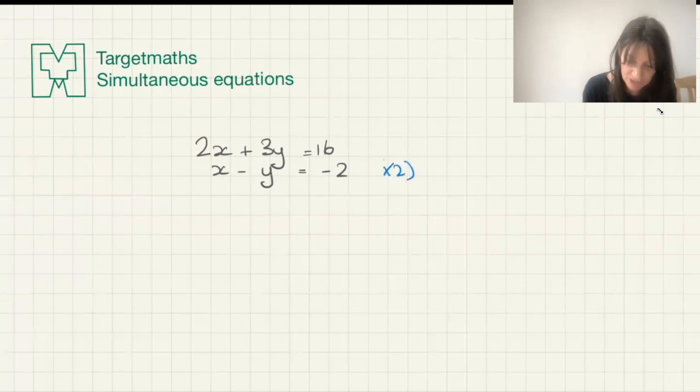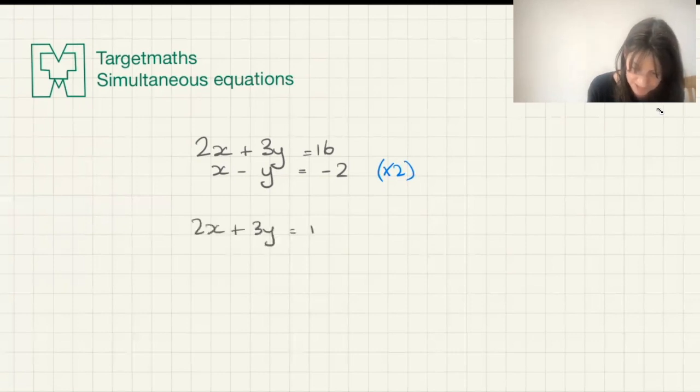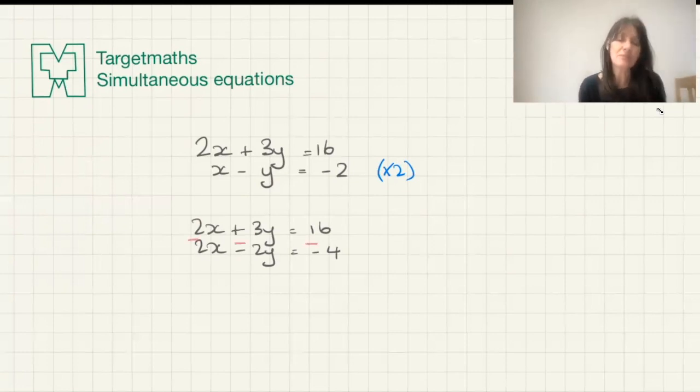So if I just multiply the bottom, I will end up with 2x plus 3y equals 16 and 2x minus 2y equals minus 4. The next step is to take away, take away, take away. And obviously adding in those additional subtractions makes it even busier with the number of signs that I can see. But it is actually really important.